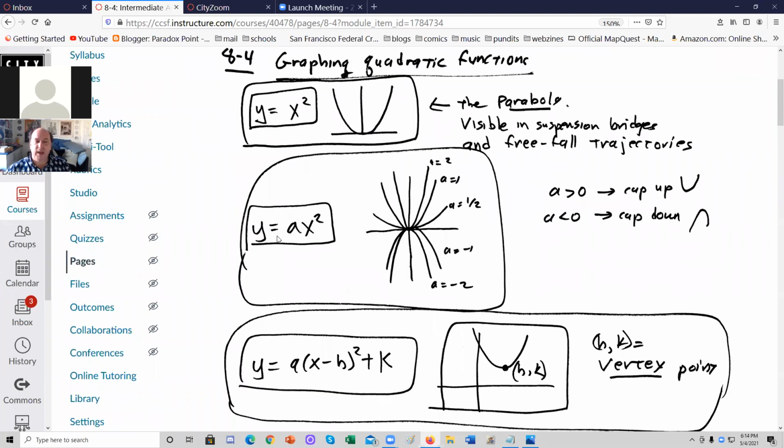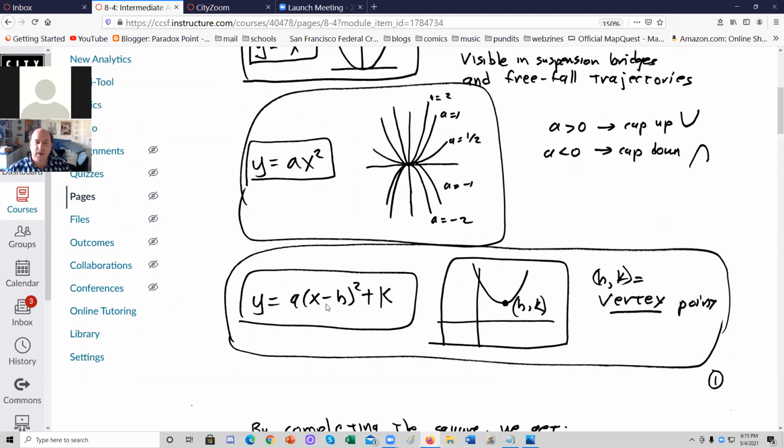y equals ax squared. Well, it's the same kind of roughly cup shape, but depending upon a. If a is positive, it's cup up. Here's a graph of y equals 2x squared. Here's a graph of y equals 1x squared. Here's a graph of y equals a half x squared. If a is negative, then it's cup down. y equals negative 2x squared has this graph. y equals negative x squared has this graph.